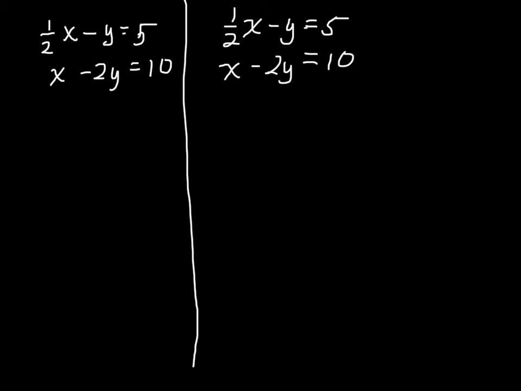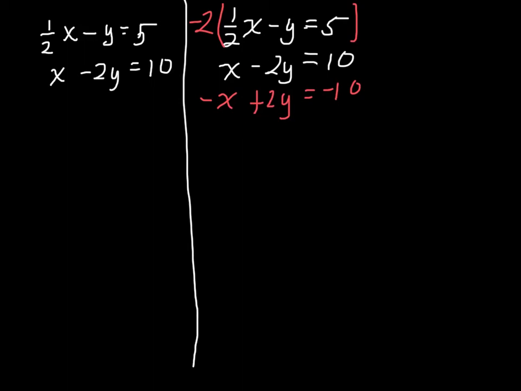And then what I like to do, I guess, is I like to make this the same coefficient. So since that's a 2, I would like that to be a 2. So in order to do that, I'm going to need to multiply this top one by negative 2. So negative 2 times 1/2 x gives me negative x. Negative 2 times negative y gives me positive 2y. And negative 2 times 5 gives me negative 10. And now I've gotten what I wanted. That is the same coefficient here, but different signs.